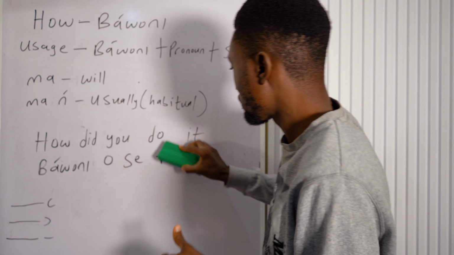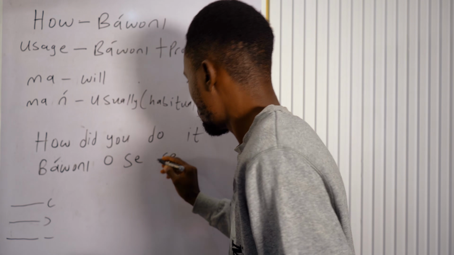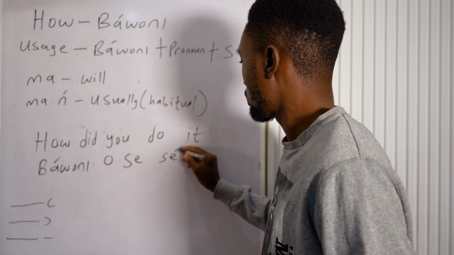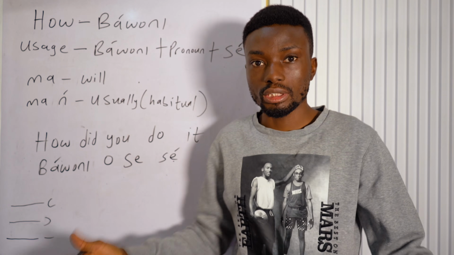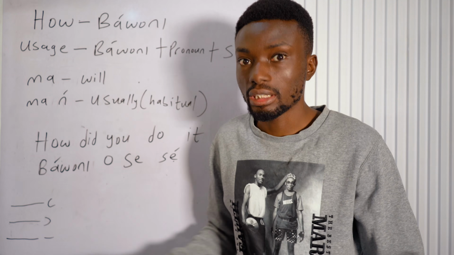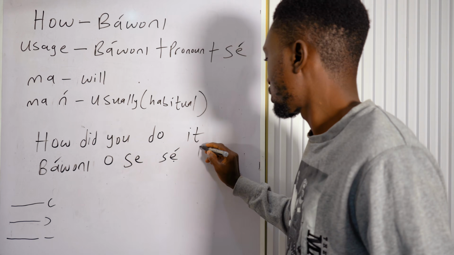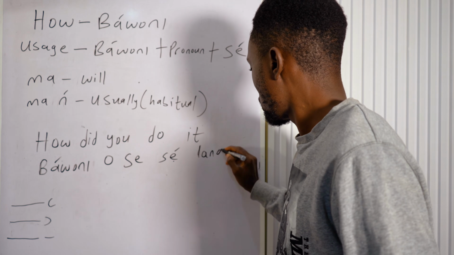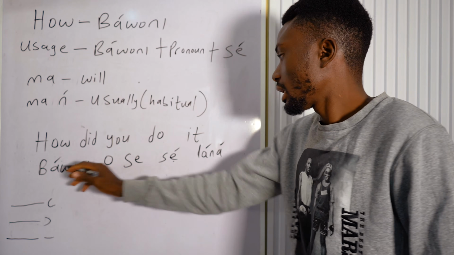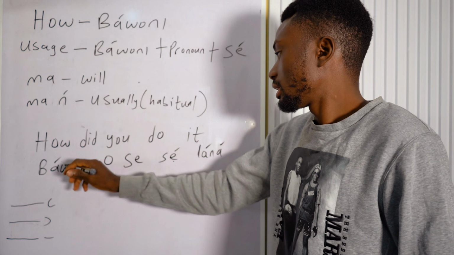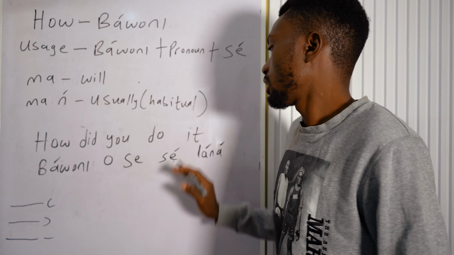Báwo ni o ṣe ṣe? So you can just say báwo ni o ṣe ṣe lánàá. Lánàá is yesterday. How did you do it yesterday? But if you just remove this, báwo ni o ṣe? How did you do it? Báwo ni o ṣe ṣe lánàá?